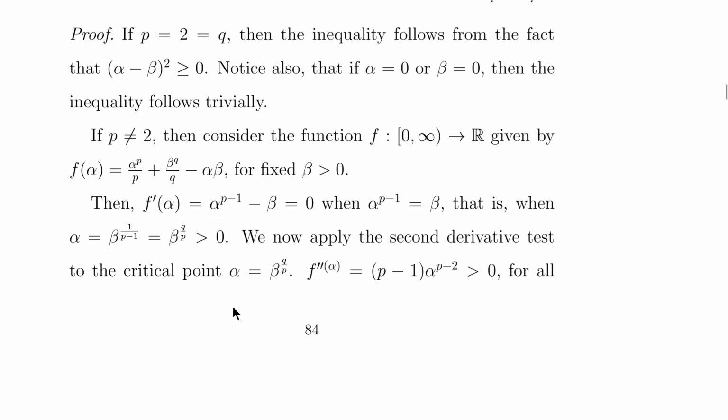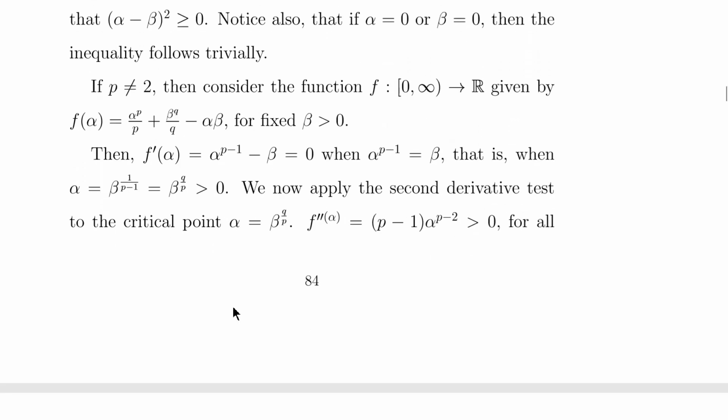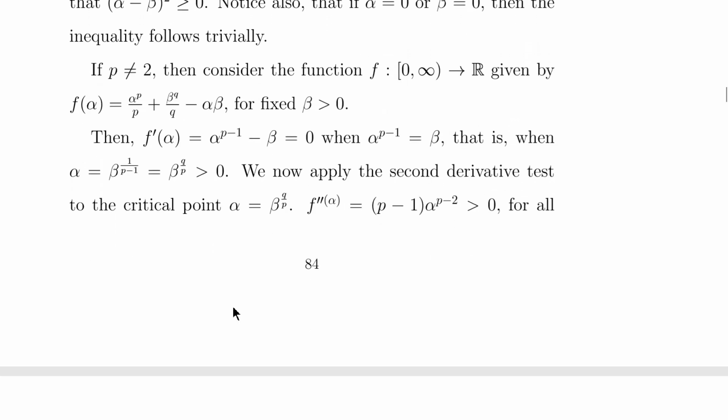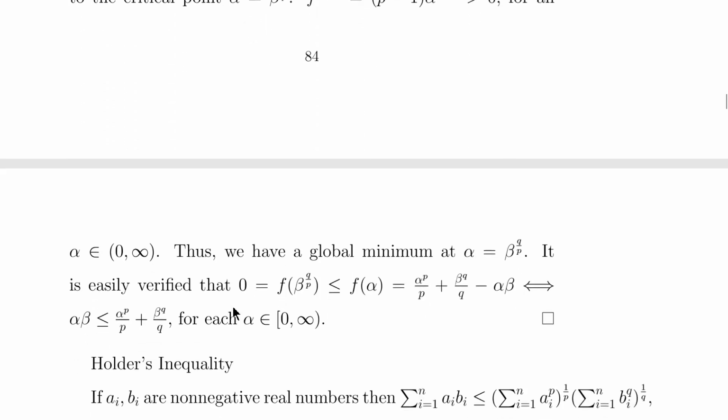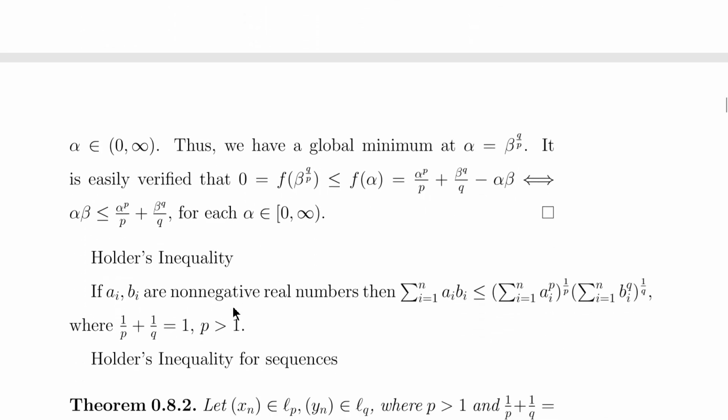So now apply the second derivative test to the critical point alpha, and we get that the double derivative is positive for all alpha in this range. Thus we have a global minimum at alpha equal to beta raised to power q by p, and it is easily verified that this inequality is satisfied.